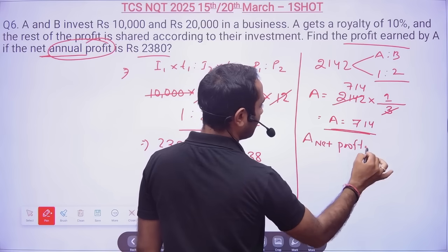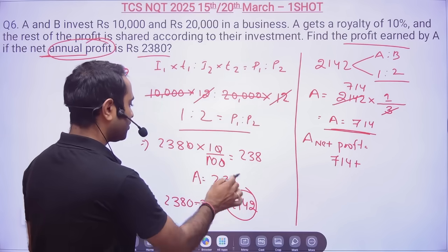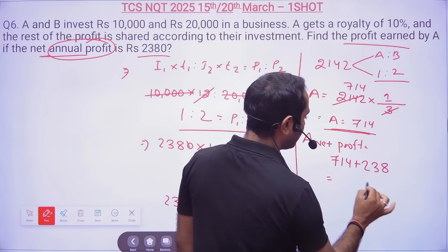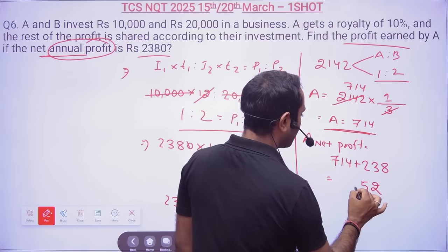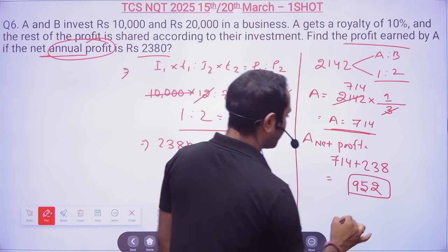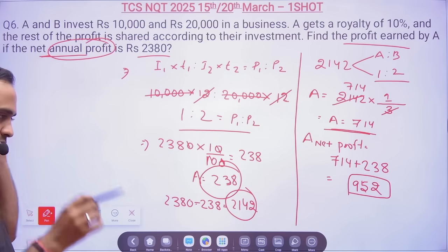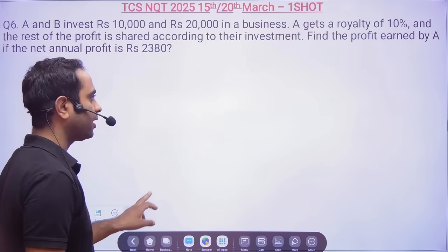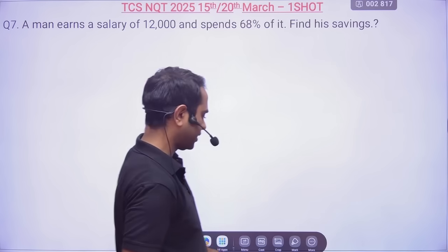So A's net profit is 714, plus A is also getting this 238 rupees as a royalty. So it will be 8412 and 415 and this is 952, correct? So 4 1 5, 8 4 12 and 7 to 9, 952 rupees will be the correct answer for this particular problem, correct? Simple problems are there.